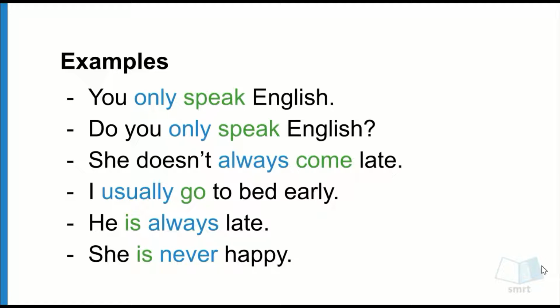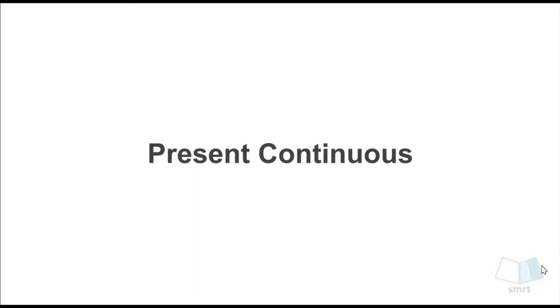In these four first examples, we are using the adverb before the main verb because the main verb is not be. But if we have the verb be as the main verb, like in the last two sentences, like he's always late and she's never happy, the adverb will go after the verb, which is the verb to be, like is. He is always late. She is never happy.